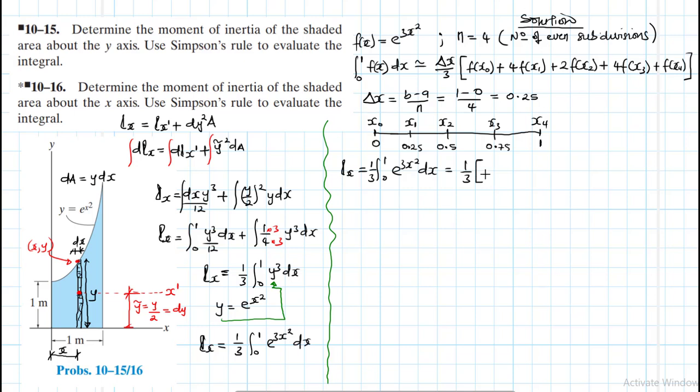Then what did we say? We have our delta x. What is our delta x? It is 0.25 divided by 3. Then later on we start plugging in these functions.